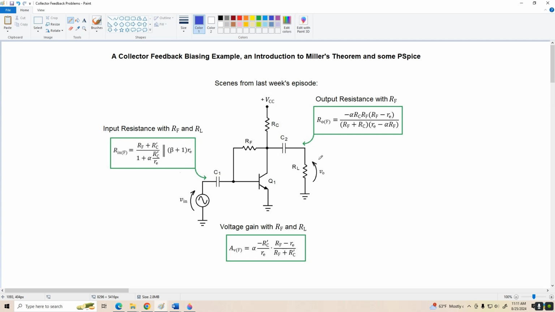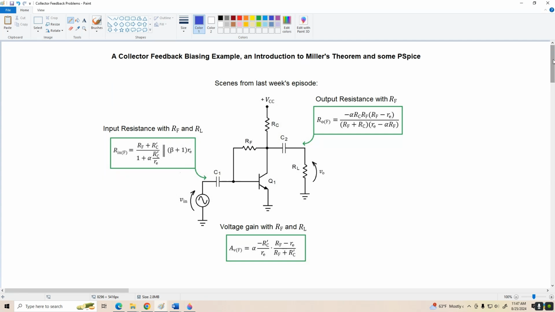It does not include RL by definition, because when we're determining output resistance, we're looking into the amplifier from the perspective of RL. And finally, we've got the voltage gain equation down here with what we would consider to be the open loop gain of the amplifier, alpha times negative R prime C over little re, times a correction factor that applies when we include the feedback resistor.